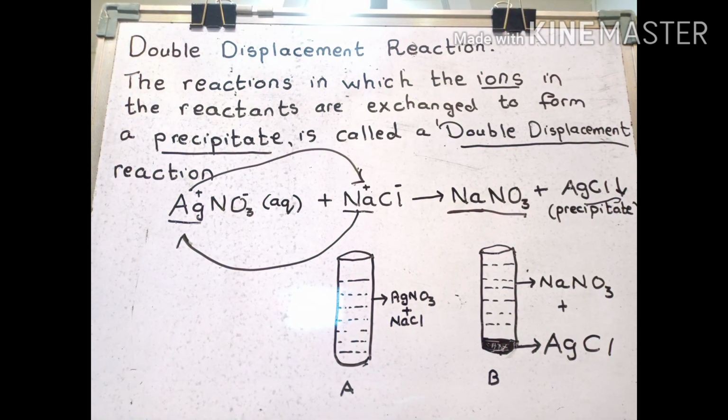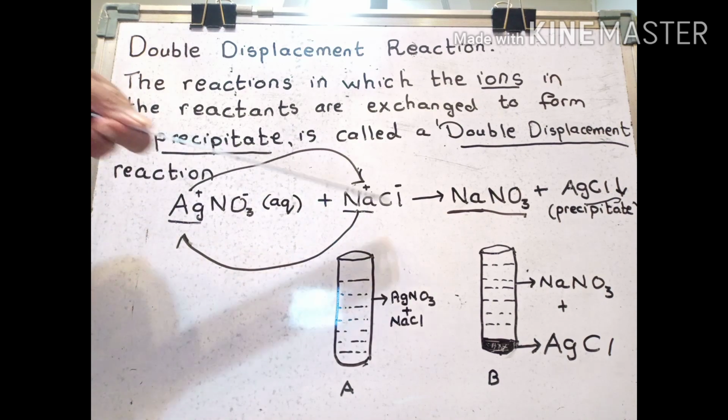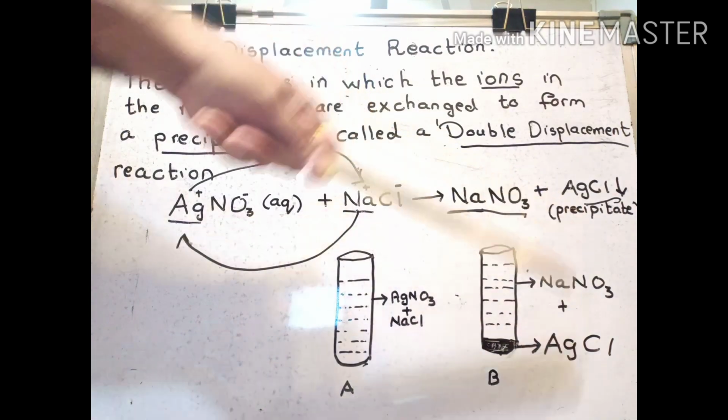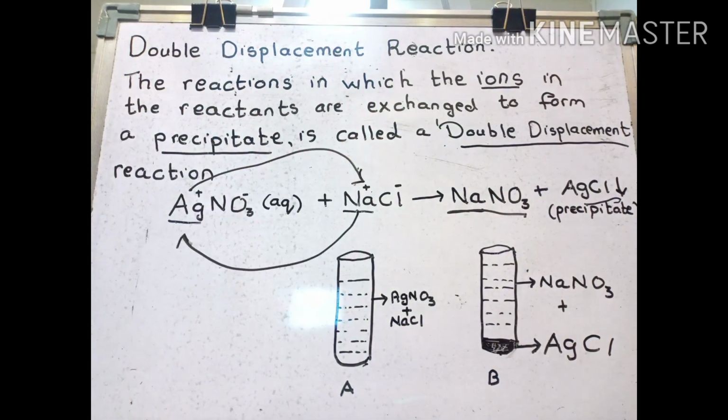So this is a very good example of a double displacement reaction where there is an exchange of ions between the reactants leading to the formation of a precipitate, right? So this is an example of a double displacement reaction.